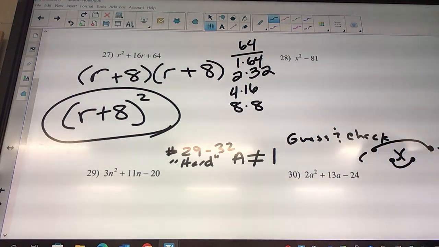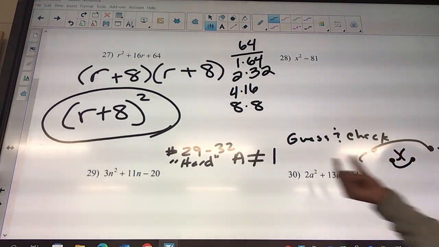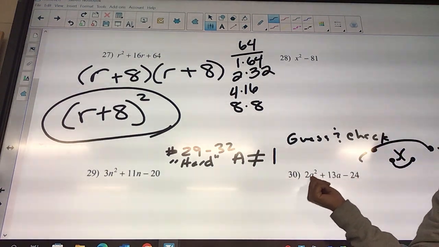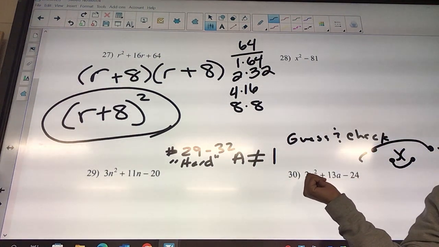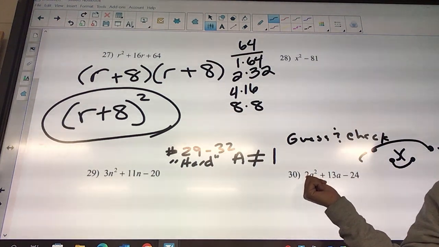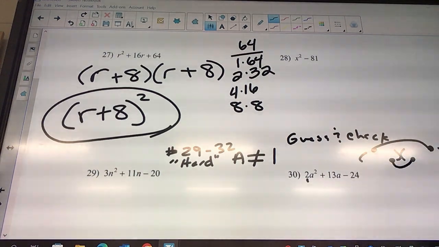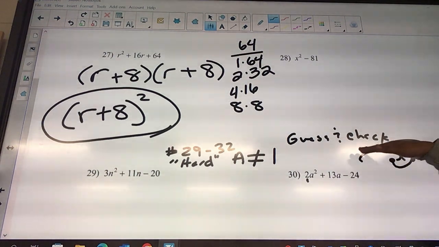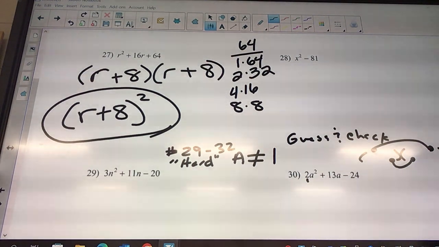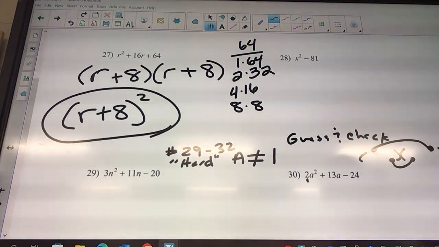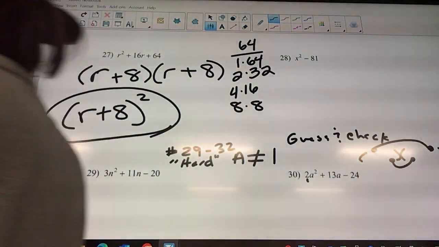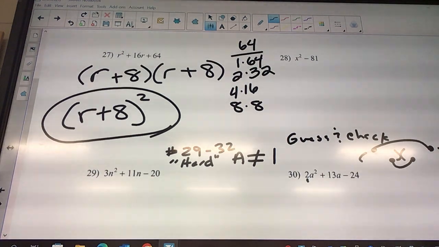Okay, 29 through 32, so these last 4 are when A does not equal 1. So you can look at all these, in front of that A squared, or X squared, or B squared, N squared, whatever, there's going to be a number there. Those are considered the hard ones, and it's where you really need to guess and check, and we're going to guess the outer and then the inner. Again, get as far as you can. I know some of you guys struggle. That's okay. You're doing the test. Get as far as you can get.